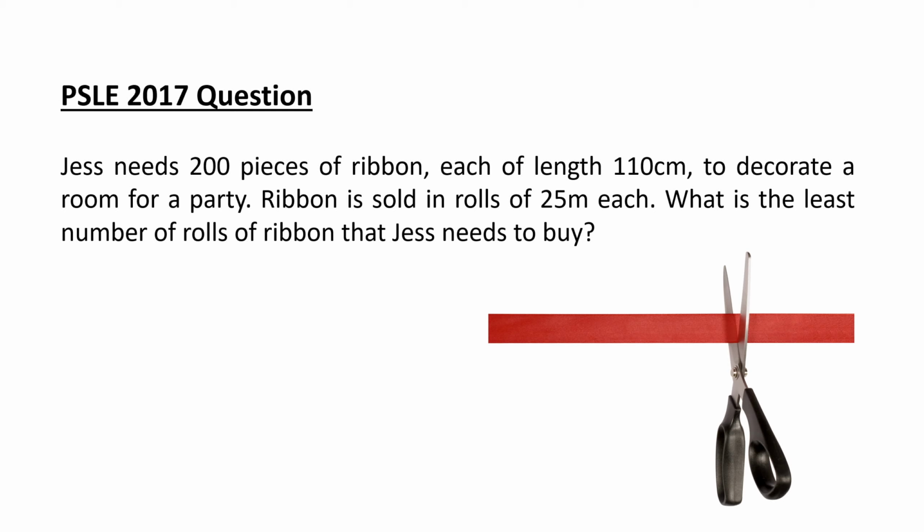Today we'll be looking at another PSLE maths question from 2017. Let me read the question out. Jess needs 200 pieces of ribbon, each of length 110 cm, to decorate a room for a party. Ribbon is sold in rolls of 25 meters each. What is the least number of rolls of ribbon that Jess needs to buy?